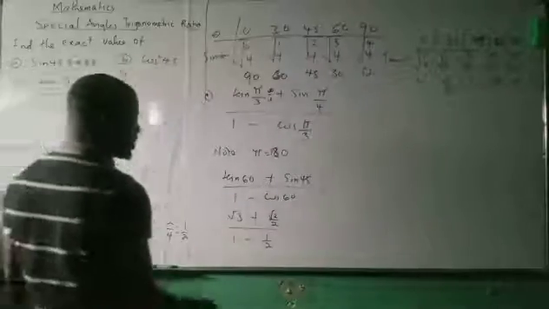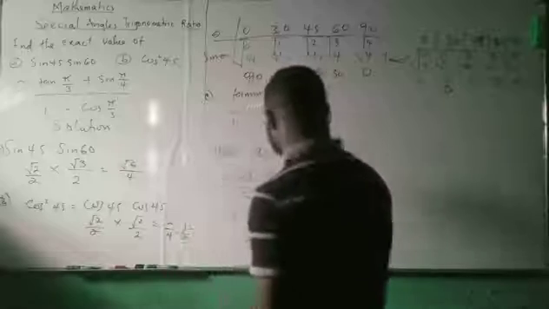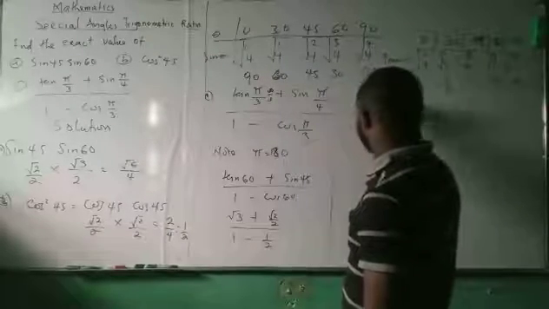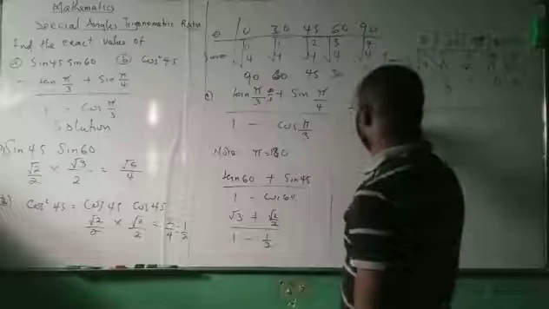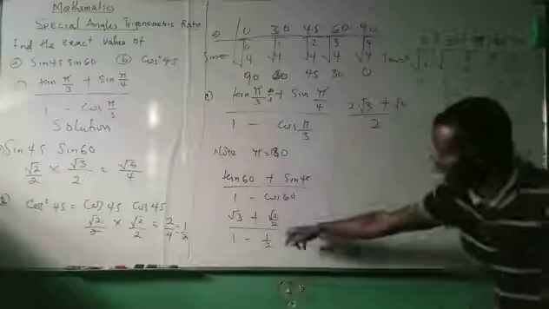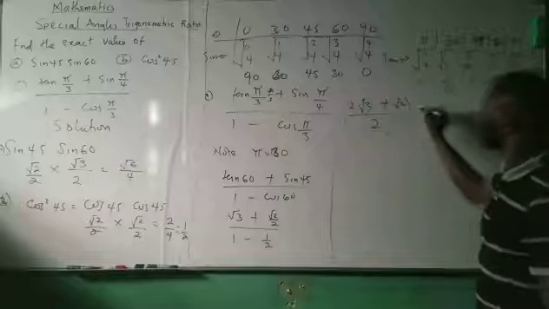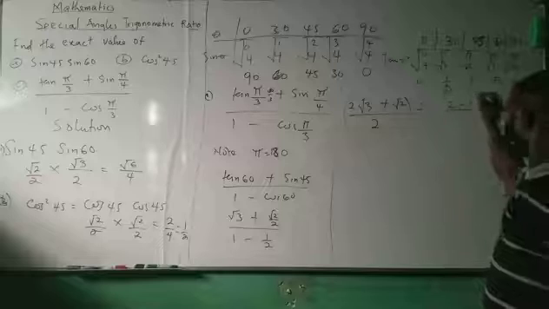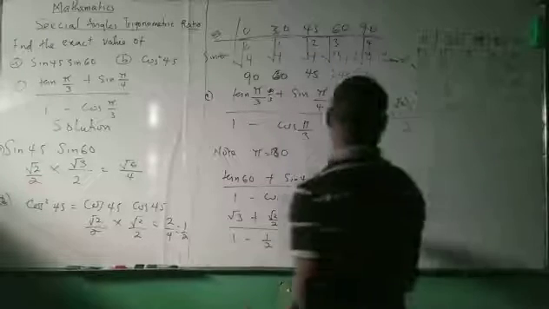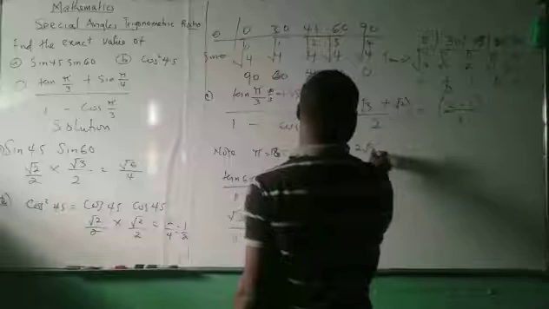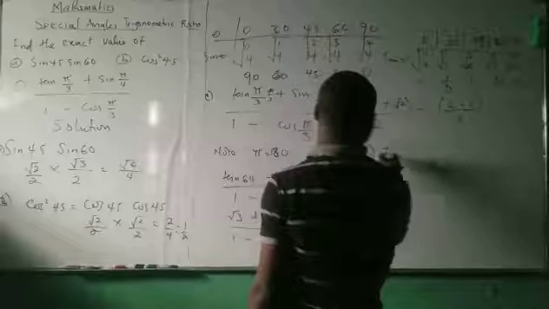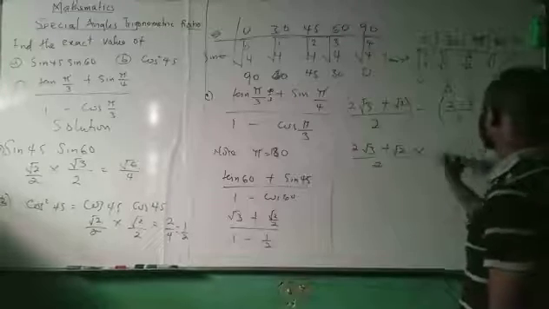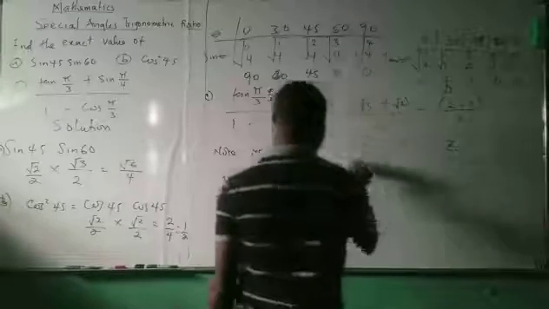Now, at this junction, I can say, permit me to add: root 3, which is 2 root 3 plus root 2 divided by 2. I'm looking for the fraction, I'm done with the first part, divided by 2 minus 1 all over 2. Now, at this junction, I'll be having 2 root 3 plus root 2 divided by 2 multiplied by 2 all over 1. This will cancel this. That's good. It's good to put brackets.